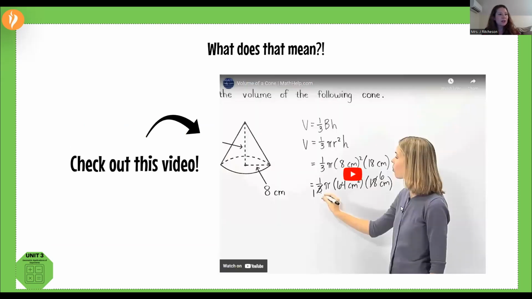All right, so here's another video of this lady here finding the volume of a cone using that formula. 1/3 times, the capital B means the area of the base, which is pi r squared, times height.